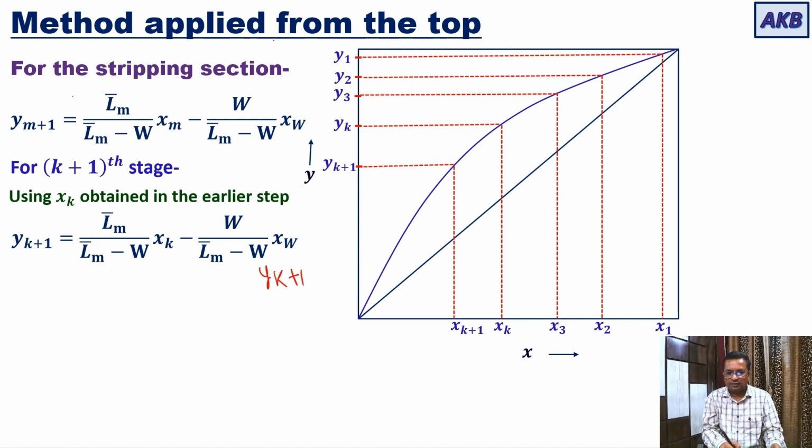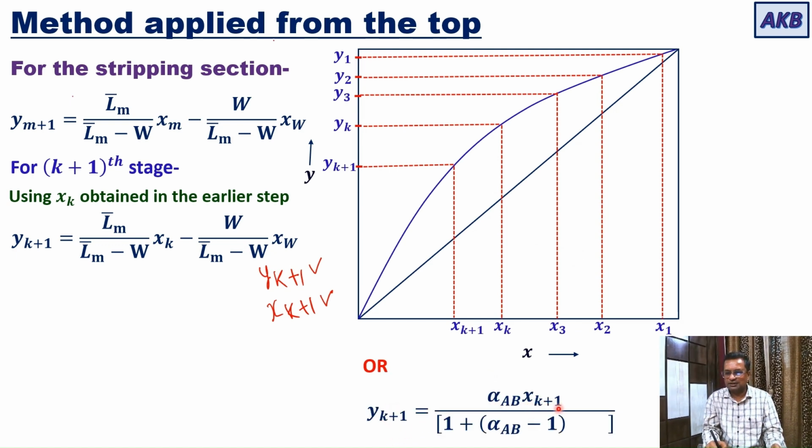So the calculations for the stage K plus 1 will be completed when you know Xk plus 1 and you also know Yk plus 1. First you will know Yk plus 1 and then you will know Xk plus 1. So either from the distribution diagram, or you can use the equilibrium relationship: Yk plus 1 is equal to alpha AB Xk plus 1 divided by 1 plus alpha AB minus 1 into Xk plus 1. Yk plus 1 is known and your objective is to get Xk plus 1.